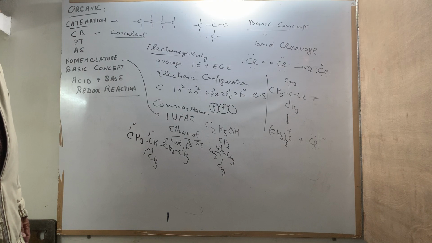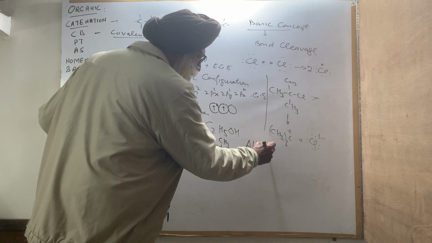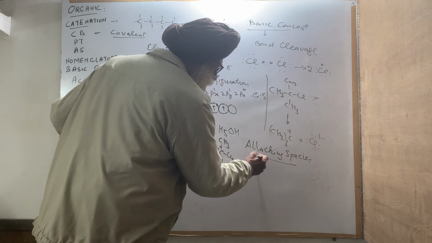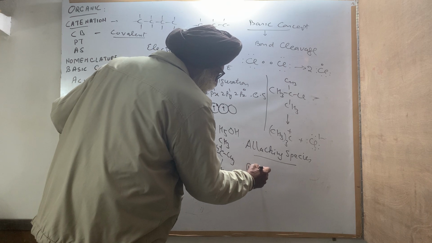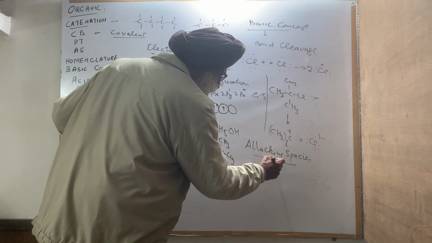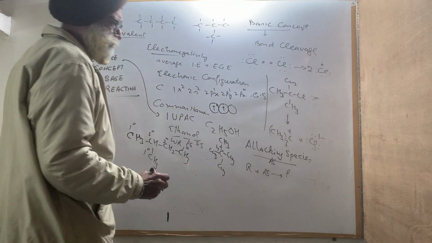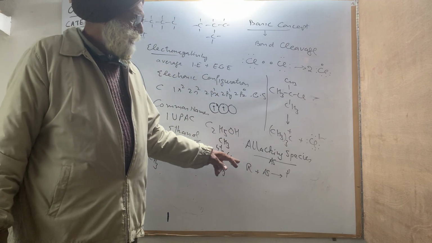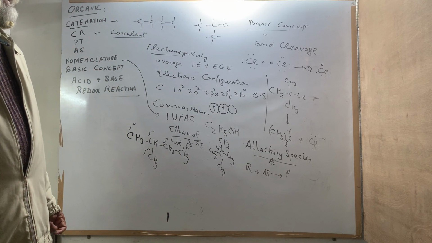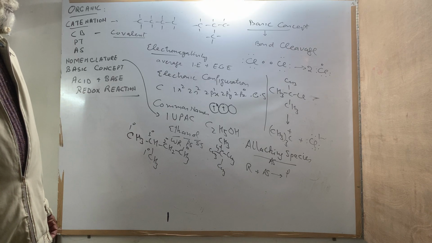Then you are having attacking species. For example, you are having a reactant, and since this is being attacked by this attacking species, we are getting this product. So this is attacking species, something attacking upon the reactant and giving you the product. So what are the types of attacking species?